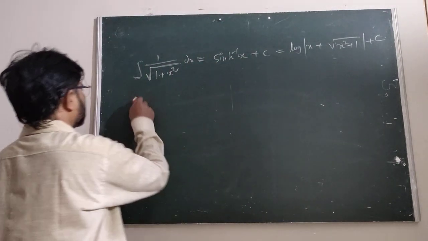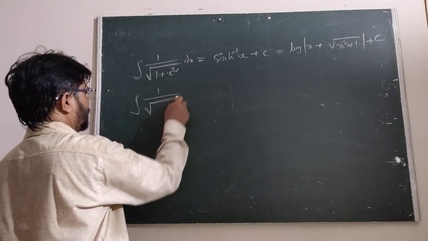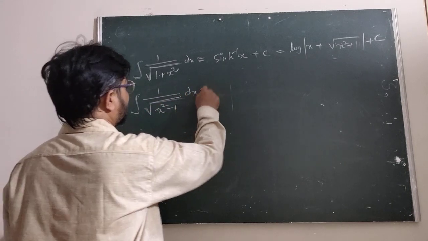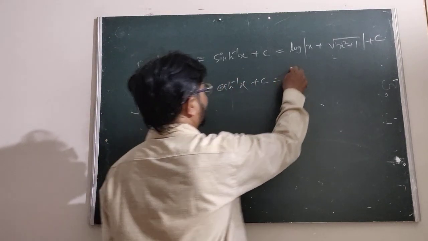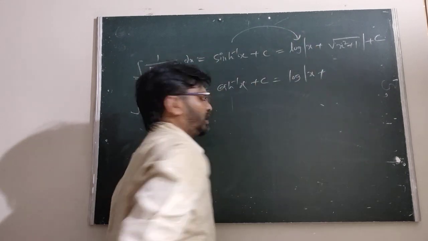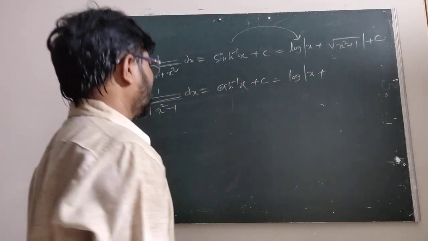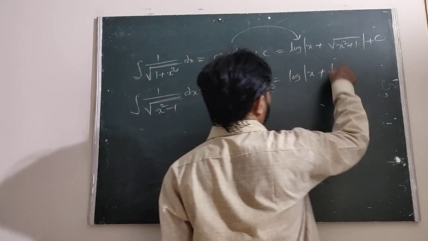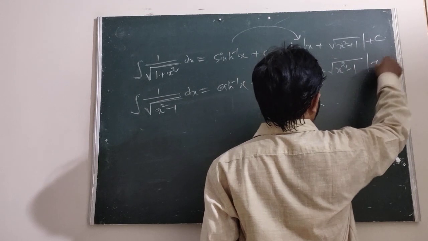Now another one. Here this is the integral of 1 by under root x square minus 1 dx. This is the cosh inverse of x plus c. We know that in first year this is the formula of sinh inverse of x in hyperbolic functions. Therefore the cosh inverse x is log mod of x plus root of x square minus 1, plus c.